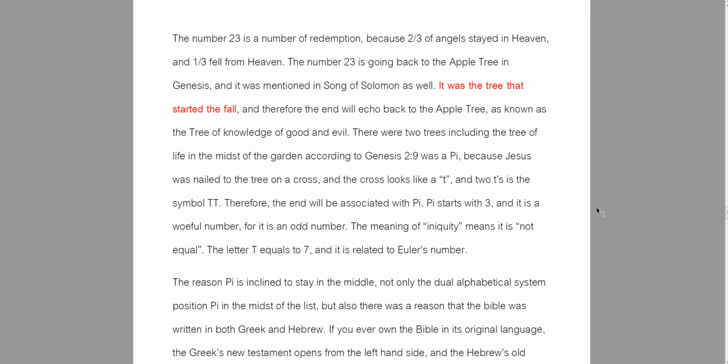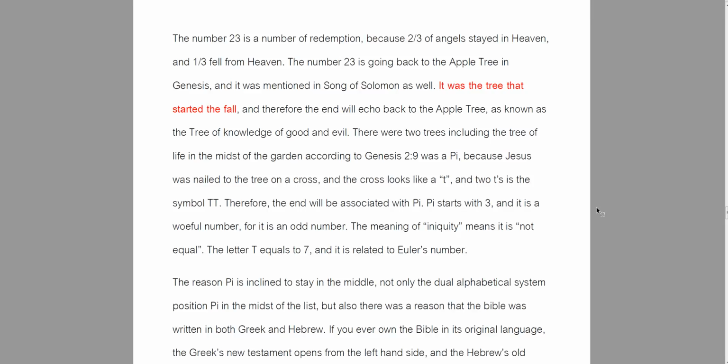So why is the number 23 very important? Well, first of all, number 23 is a number of redemption. There were 2/3 of angels who stayed in heaven, while 1/3 of angels fell from heaven. So 23 is actually going back to the apple tree, right? It was the tree that started the fall. So that's very important because it's all about the tree.